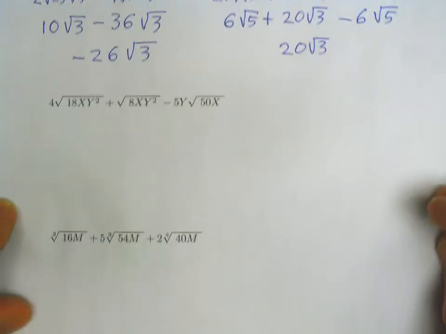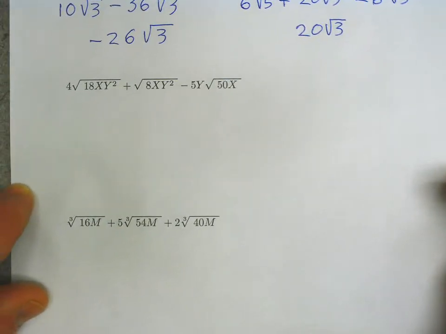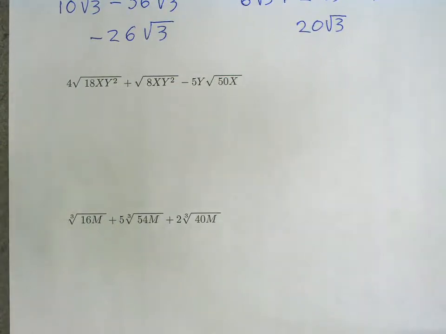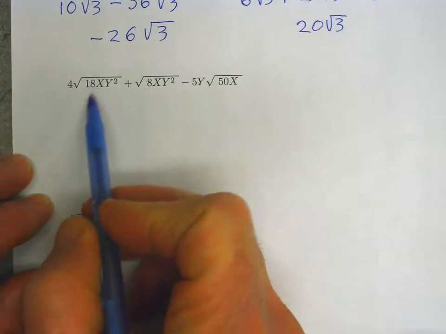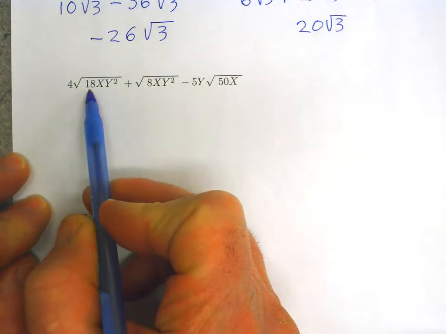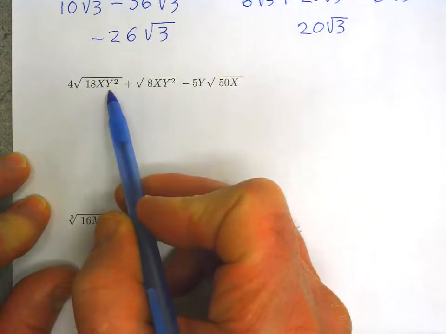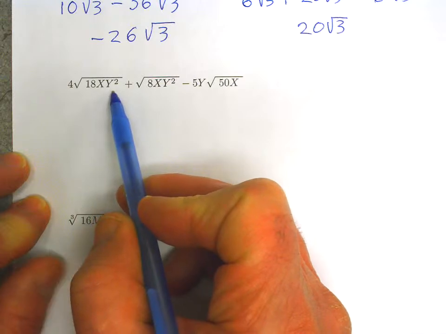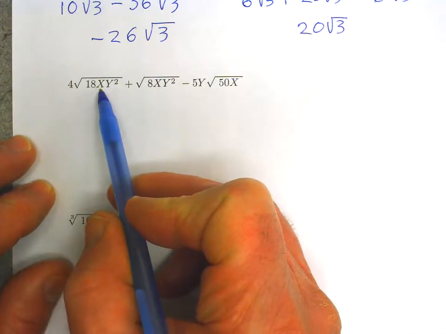Okay, the next example, 4 times the square root of 18xy to the second plus the square root of 8xy to the second minus 5y times the square root of 50x. Each of those square roots can be simplified further. So this one on the left, the largest factor of 18 that's a perfect square is 9. 9 times 2 is 18. Y to the second is a perfect square, and x has to stay behind inside the square root.